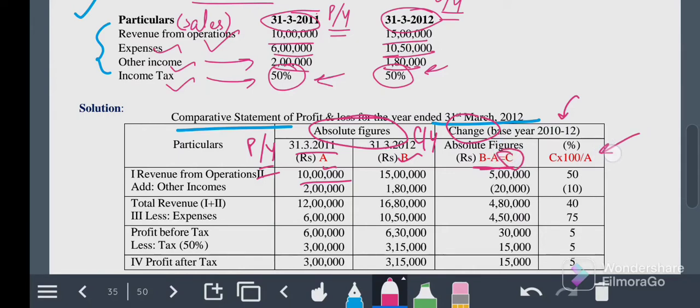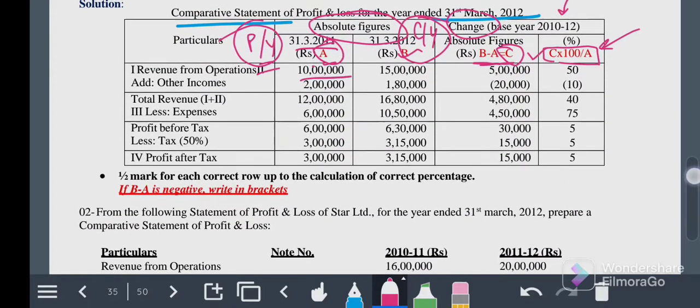Then in the fourth and last column we calculated the percentage. B minus A, current year minus previous year, gives us the change in the year, and after having the change we calculate the percentage change. The percentage change is calculated by the difference between the two years, the current year minus the previous year, multiplied by 100 and divided by the previous year. The previous year was indicated by the letter A, so we have C into 100 by A. This was the solution that we did.